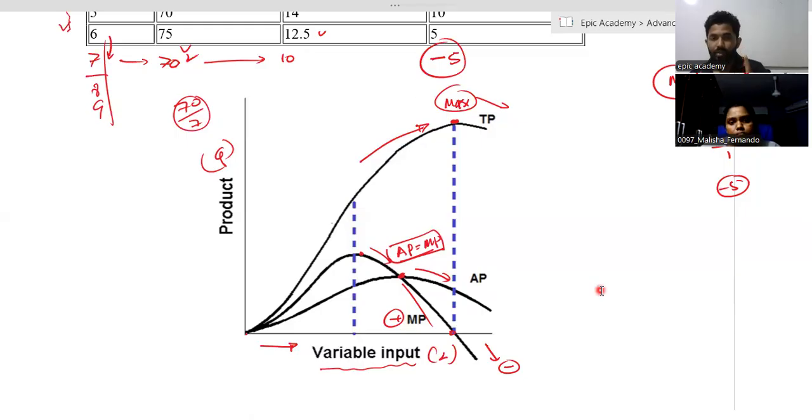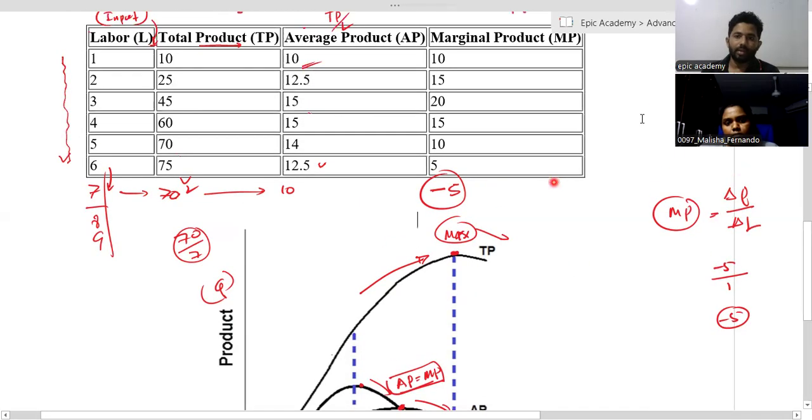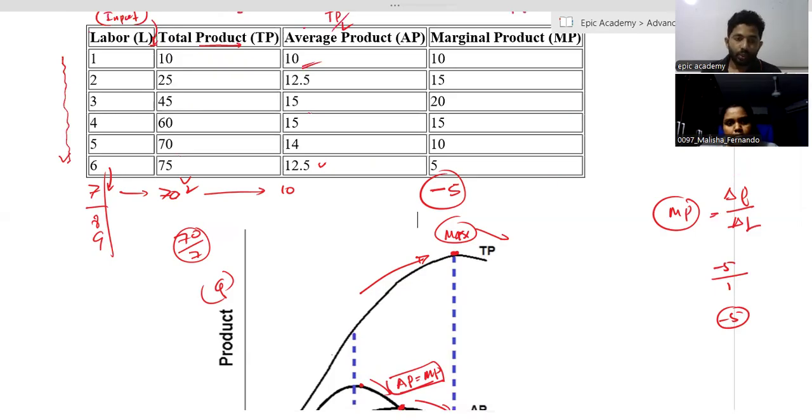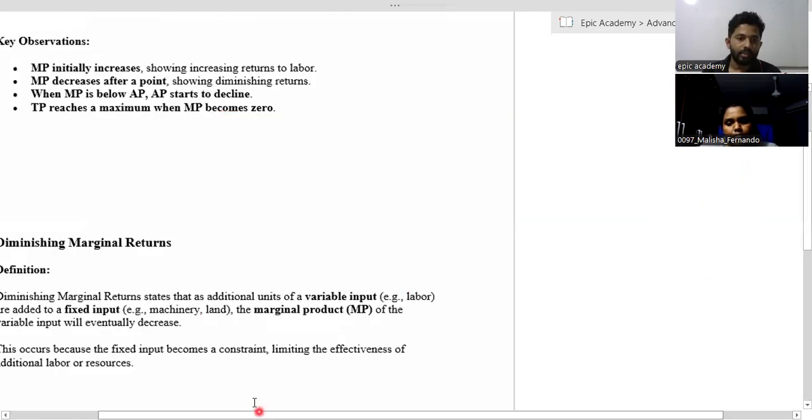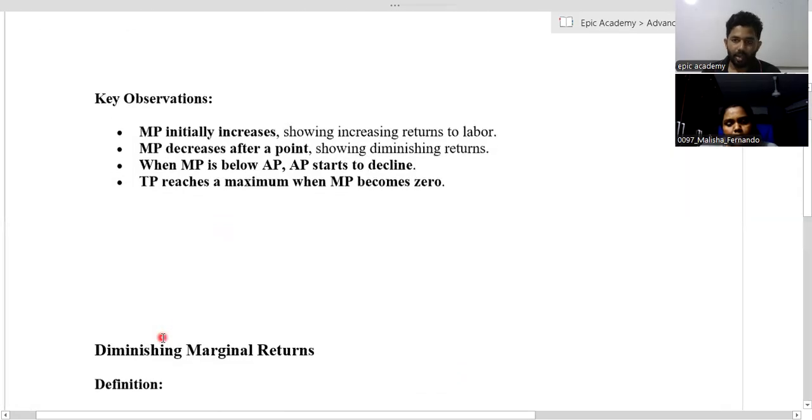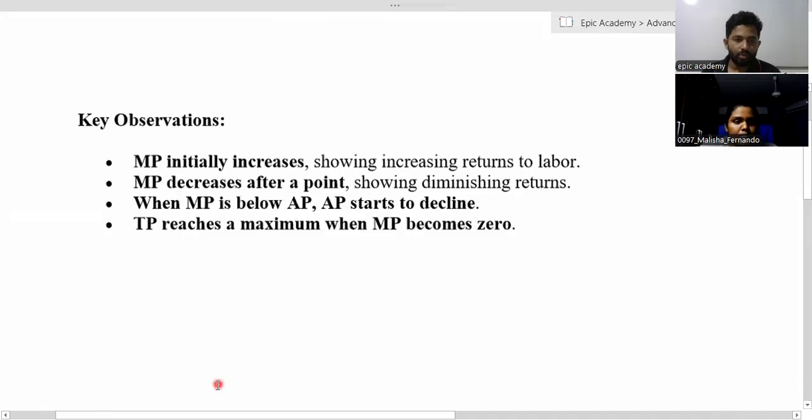Here you have to identify that when the average production curve crosses the marginal production, average production tries to reduce at that point. When the total production reaches the maximum point, marginal production becomes 0. After the maximum point, total production tries to reduce, and marginal production becomes minus values. So this is the behavior related to the short run time period. Okay, key observations must be there.